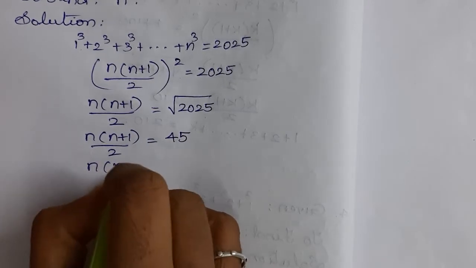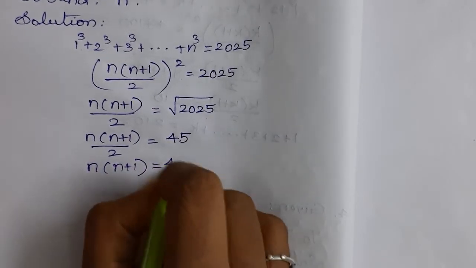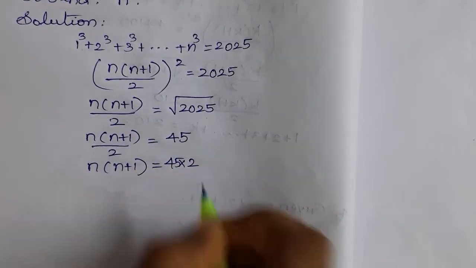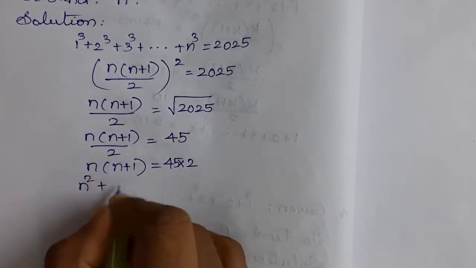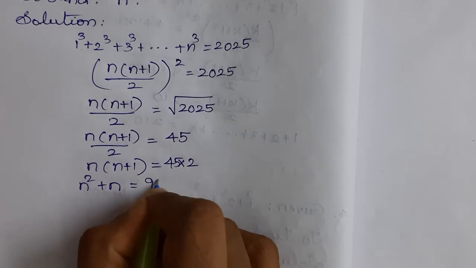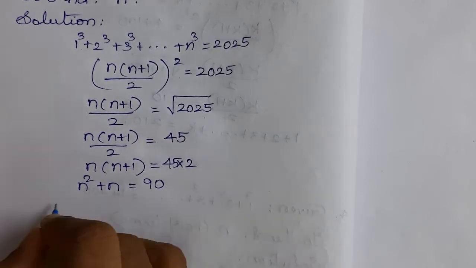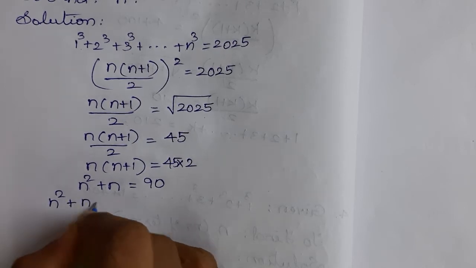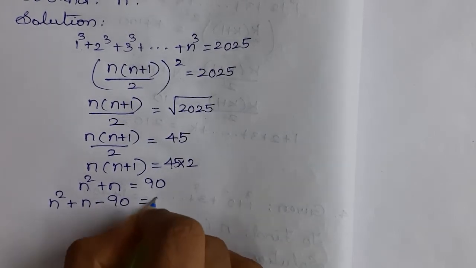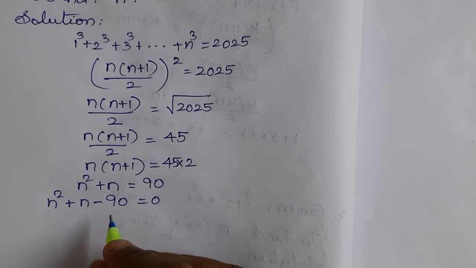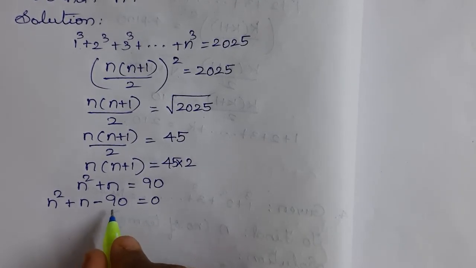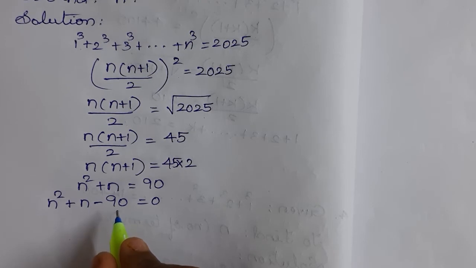So n into n plus 1 is equal to 45 into 2. So n into n is n squared plus n, which is equal to 90. In order to bring it to the quadratic equation, n squared plus n minus 90 is equal to 0. Now I am going to use the factorization method, where 90 can be factorized as 9 tens are 90.